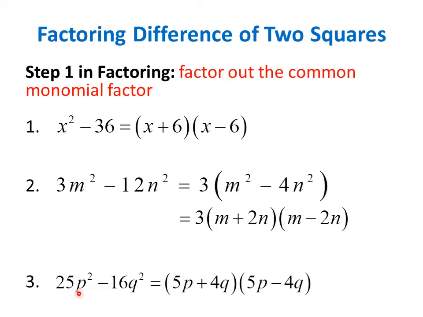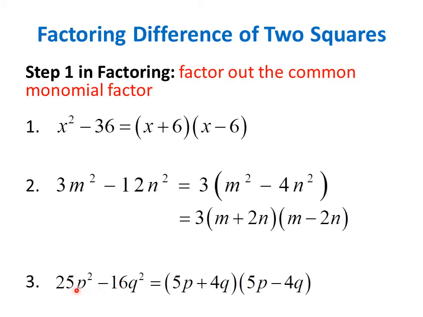Third example, let's say we have to factor 25p squared minus 16q squared. The first question is, do we have a common monomial factor? Well, no, because 25 and 16 do not have a common factor, and the variables are different. The next question: is this a difference of two squares? We have here minus. We can get the square root of the first term. We can also get the square root of the second term. So this is a difference of two squares.